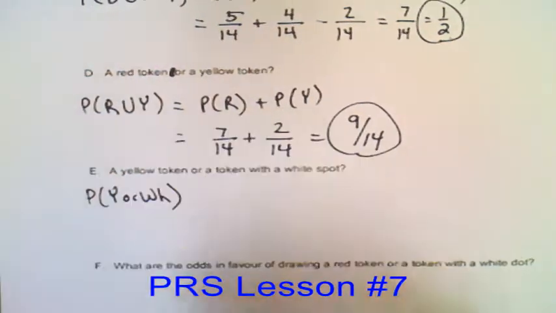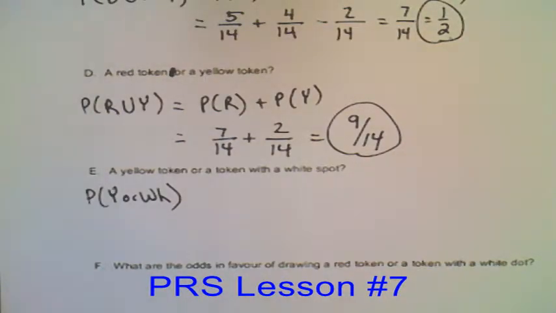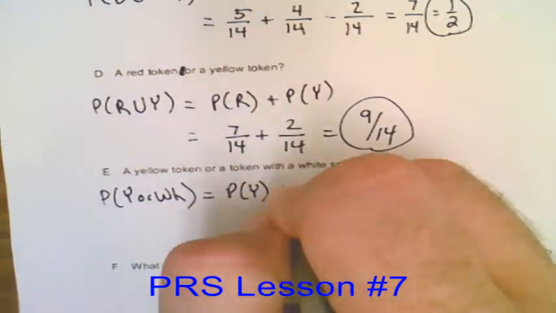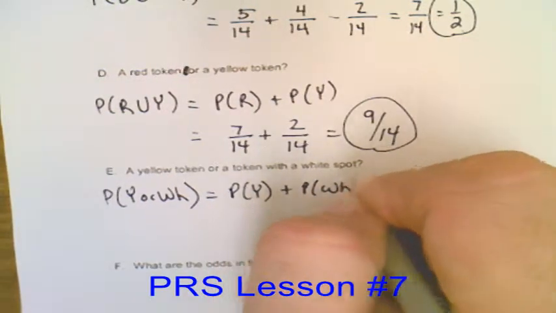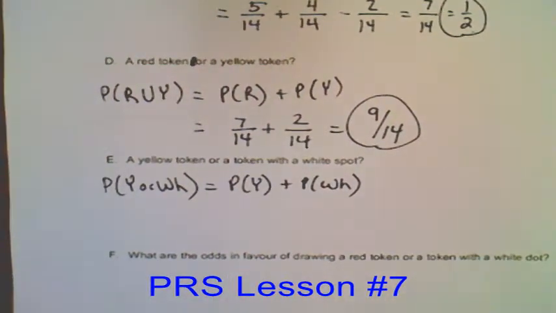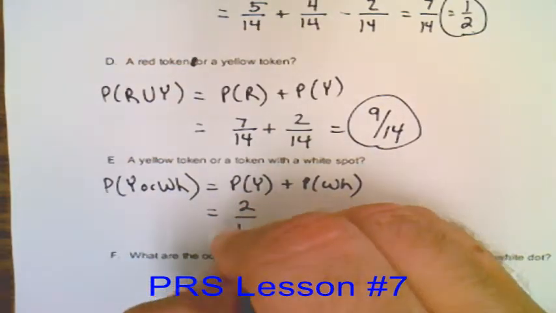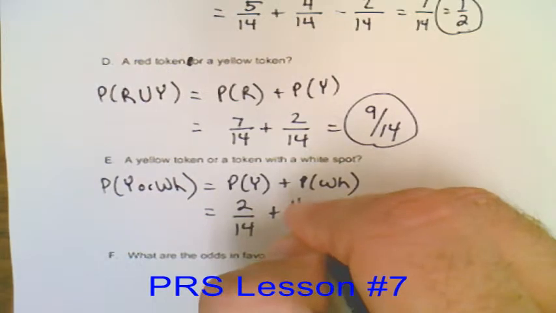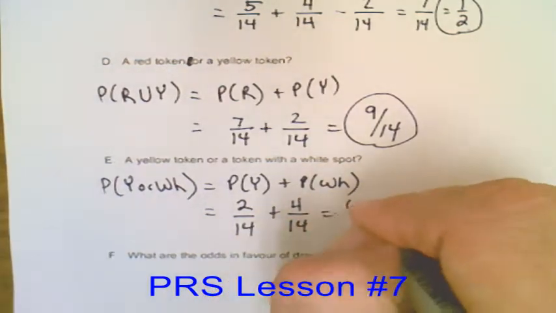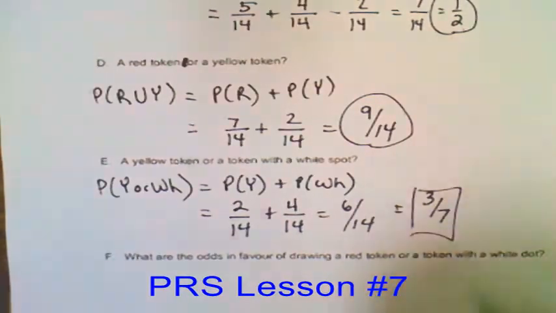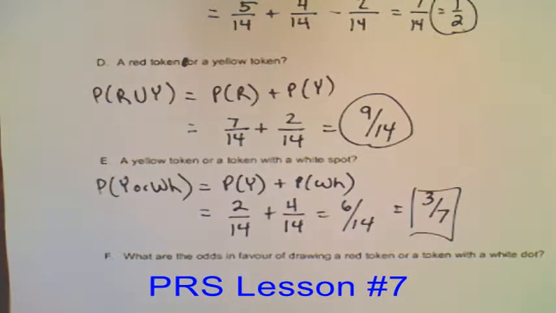Okay? Now you can say, well, you know what, Shaughnessy, we've done this with B and C, and they were both a colored token with a white dot. So as soon as I throw in the white dot, I have to subtract. Well, that's not true. If I do E, a yellow token with a white dot, that's the probability of a yellow token or a white dot. There are no tokens, and I look back at the context, but there are no tokens that are yellow with a white dot. So I don't need to subtract. It's the probability of the yellow plus the probability of the white dot. There is no need to subtract here because these are mutually exclusive events.